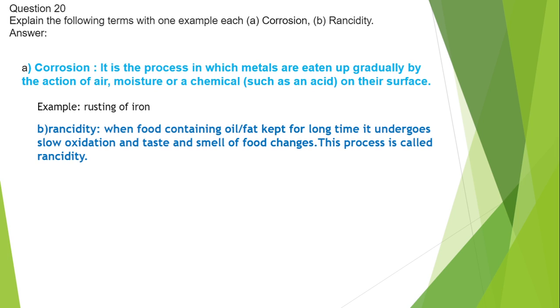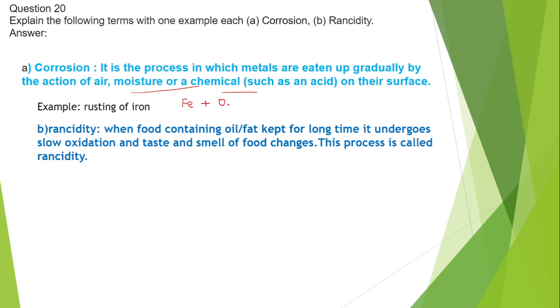Now question number 20. Explain the following terms with one example each. Corrosion and rancidity. Corrosion means what? It is the slow eating up of a metal by the action of air, moisture, or chemicals such as acid on their surface. So what happens to the metal now? Metal will lose its luster and its properties will be lost. So example we can say rusting of iron. Most common example.